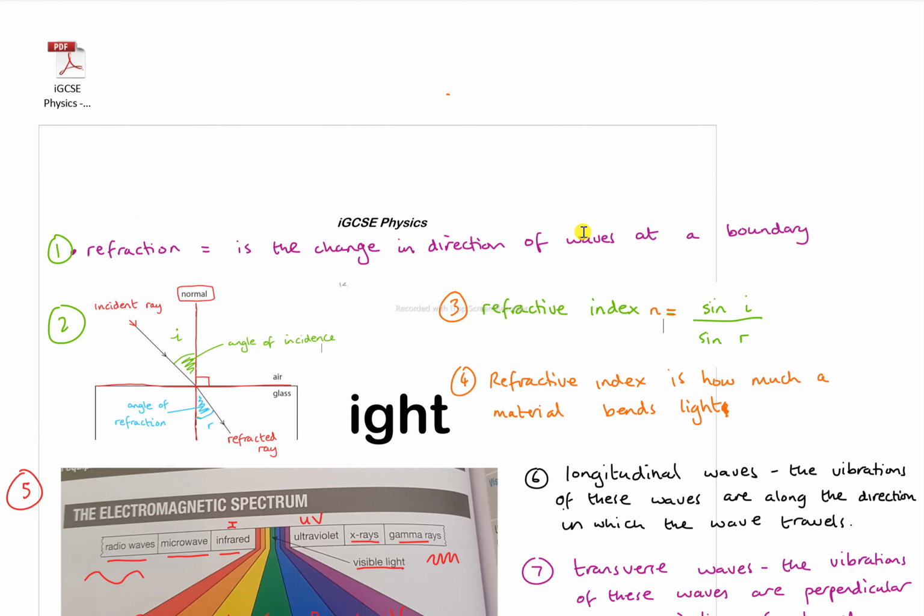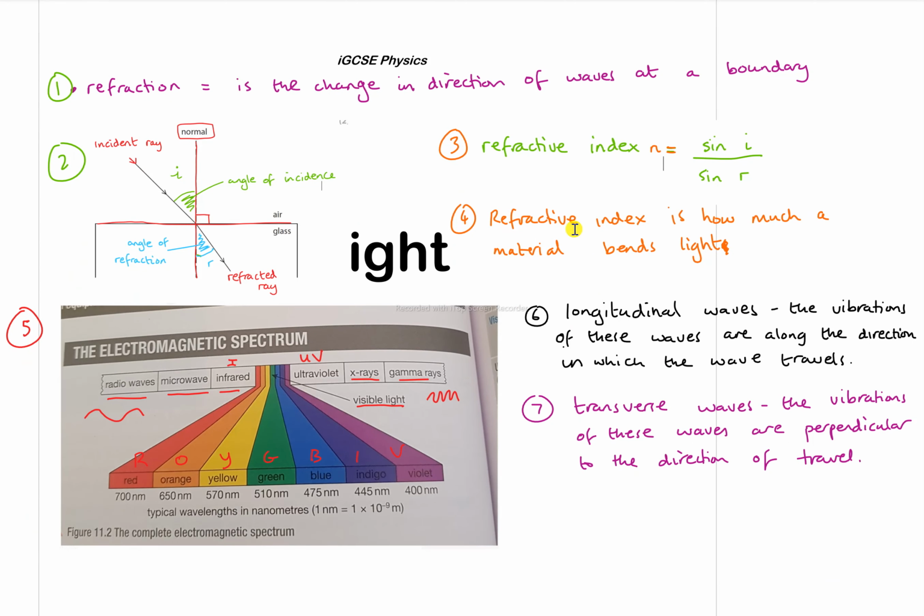So we're carrying on with this light worksheet. So let's go over this quickly. Refraction. What is refraction? It's the change in direction of waves at a boundary.